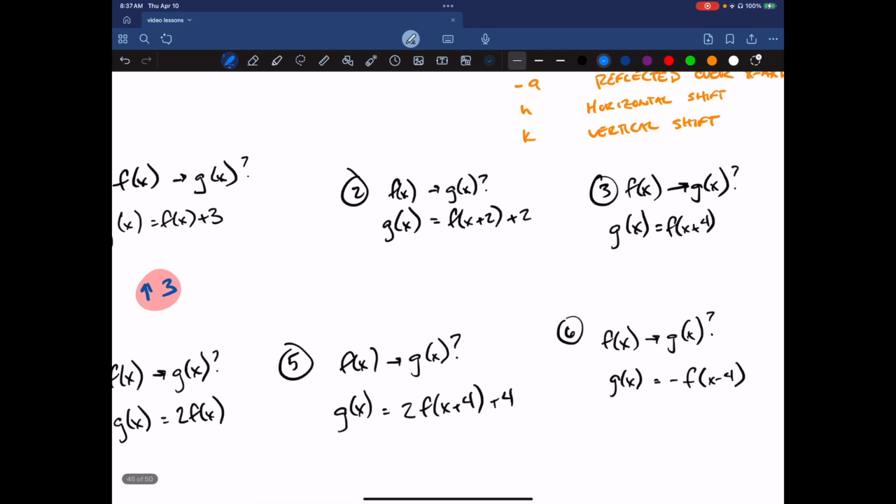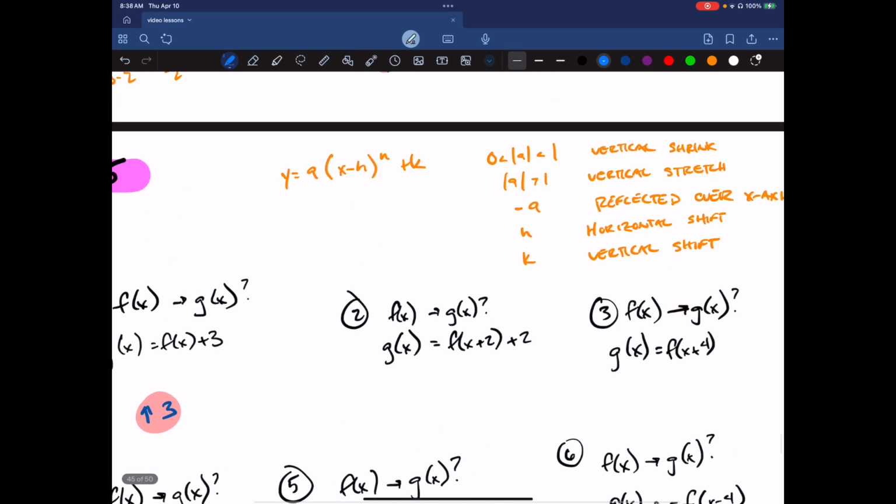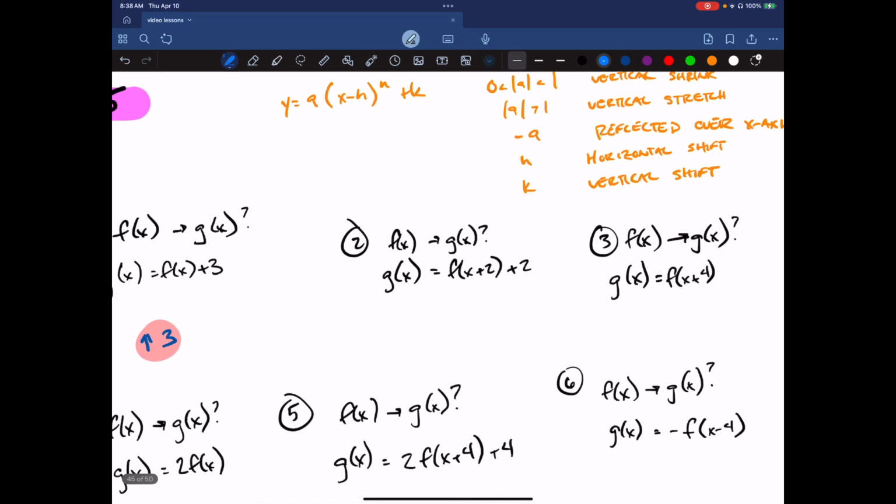Number 2, how did I go from f to g? Well, f of x is my original. For g of x, I had a plus 2 on the inside and a plus 2 on the outside. Remember what I said. If you have a plus 2 inside the function, it's going to do the opposite of what you think. So that's going to be a leftward movement of 2 because of that plus 2 on the inside, and then the plus 2 on the outside is going to be an up 2.